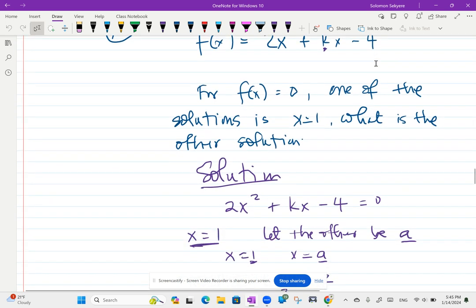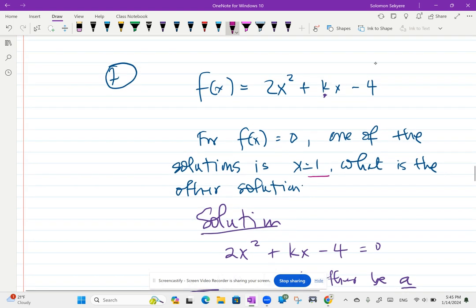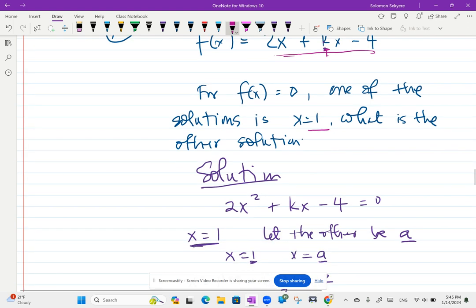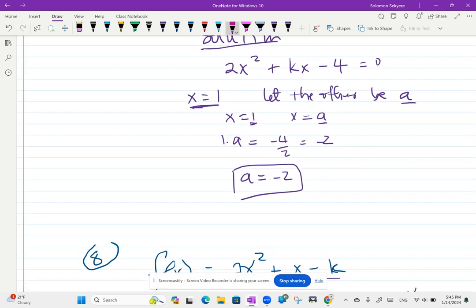I know one of the roots to be x equals 1. What is the other one? Okay, so again, you look at it, you cannot factor this, right? You can't factor it because we don't know, this is a letter, it's not a number. So let's apply something, right? We can apply the product of the roots or the sum of the roots.